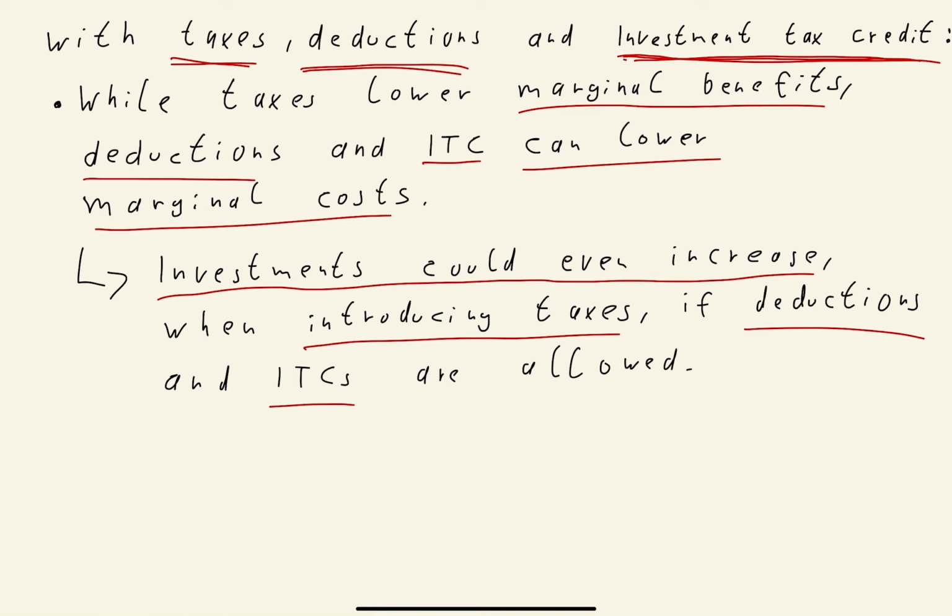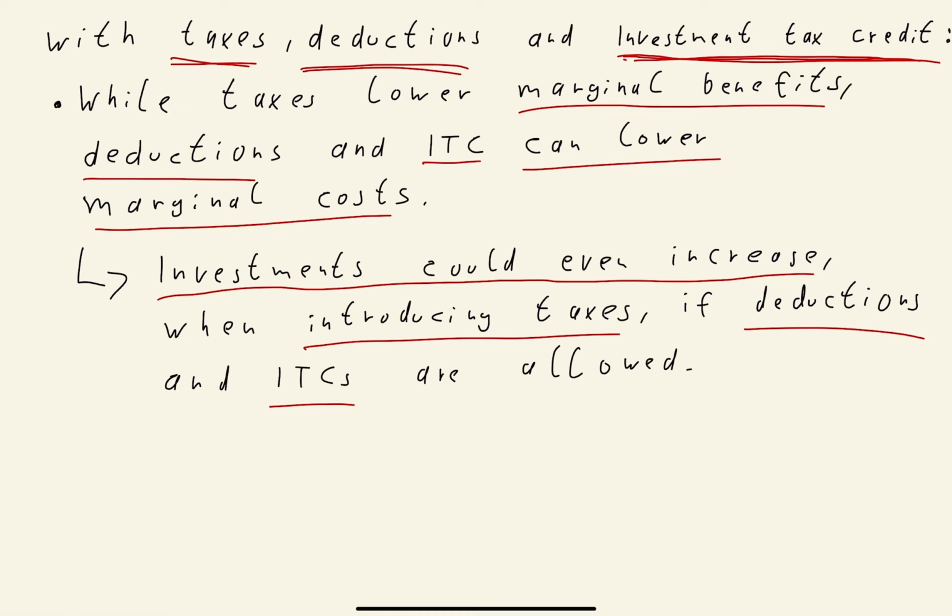We saw an example like this in the previous exercise sheet, where I showed you how the real return, so the marginal benefit minus the marginal cost of a firm, changes depending on what type of financing the firm is choosing, and how high the taxes are. There you were able to see that deductions and the possibility to receive ITCs were decreasing the marginal costs. So depending on the financing form that you were choosing, you could even receive a higher real benefit at the end when there were corporate taxes, because of the simultaneous effect that deductions and investment tax credits would lower your marginal costs of investment.